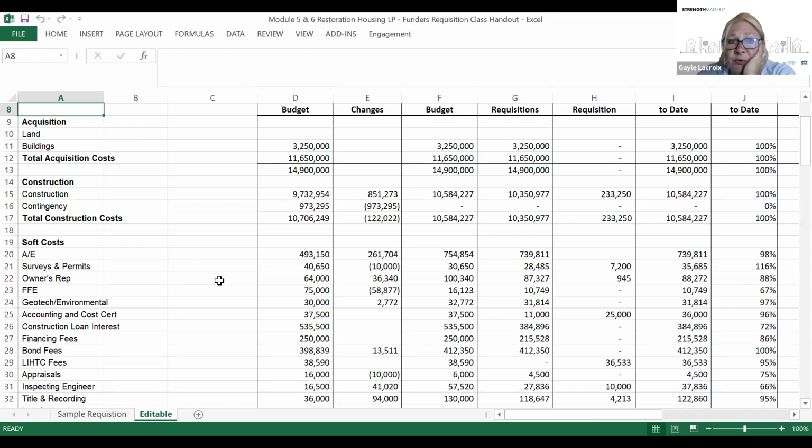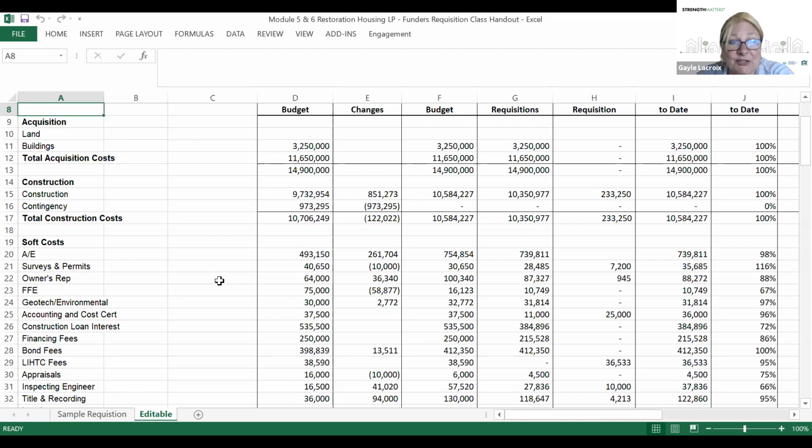But remember, I told you never requisition invoices out of that line item. You should move that budget out into the appropriate budgetary line item. So you see that's what's happened here. We had a contingency of $973,000. We moved that line item out into the categories that required additional.